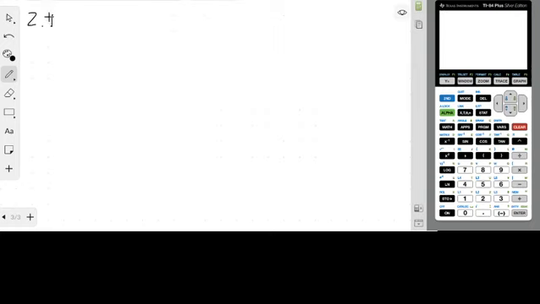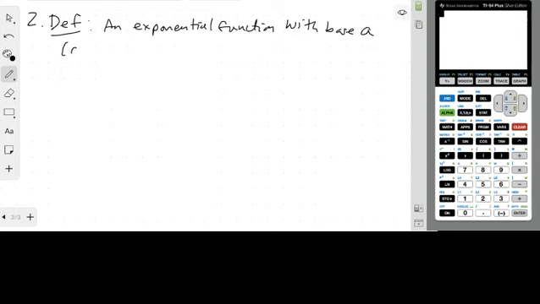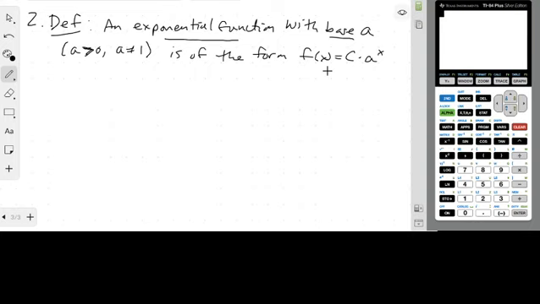So let me formally write down the definition of an exponential function. An exponential function with base A, where A is a positive number that's not equal to 1, we have to have that, is of the form f of x equals c times a to the x. Here, A is called the base, as I said, and C is called the coefficient. But from properties of exponents, we find out that C is actually the y-intercept of the function.